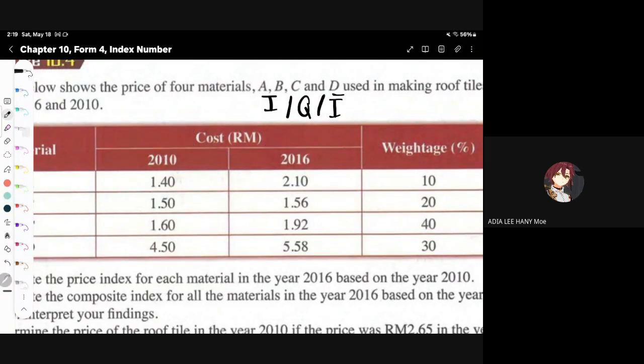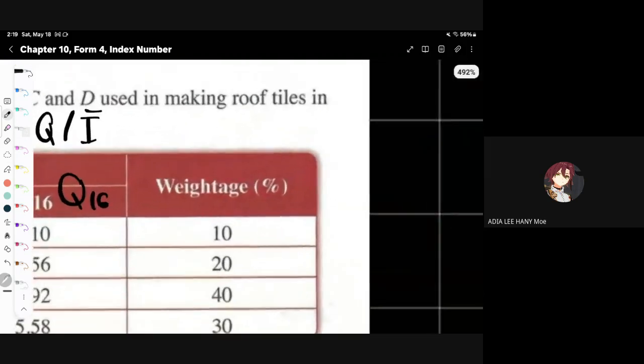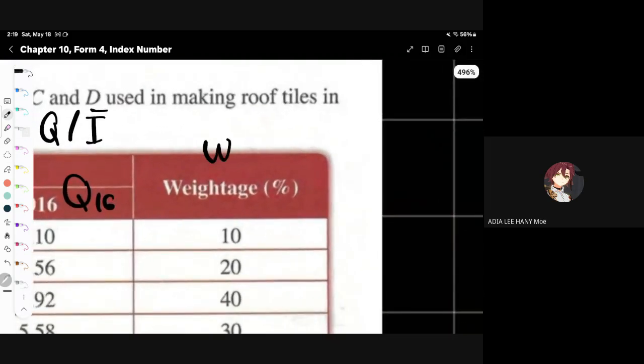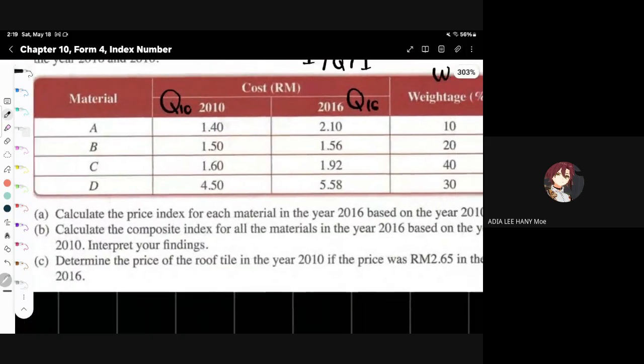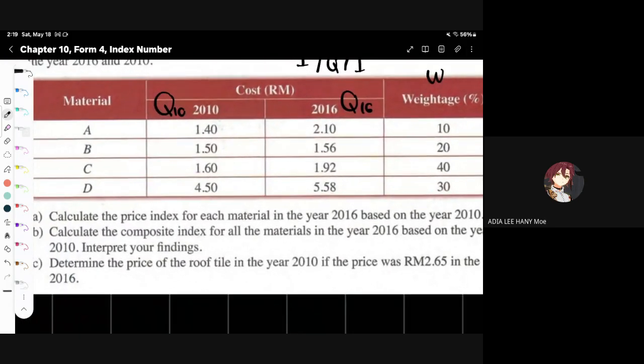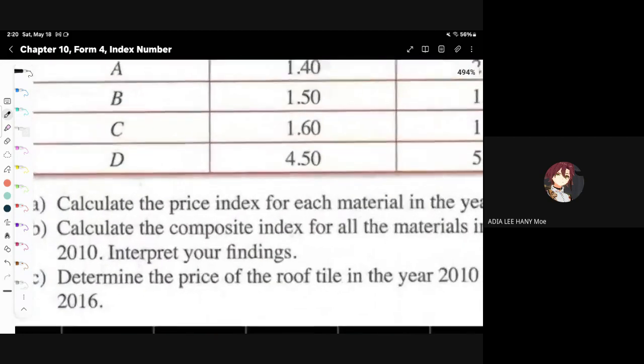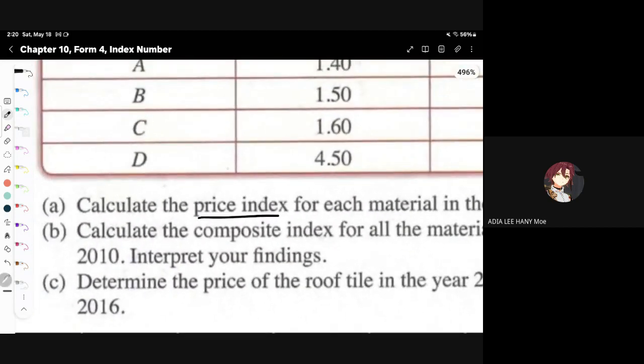I always recommend that you label them. So cost 2010 is Q10, and cost 2016 is Q16. So far simple, right? And then weightage, remember weightage is W, percentage. They ask you to calculate the price index for each material in the year 2016 based on the year 2010. Basically, it means go one by one. Price index is I.